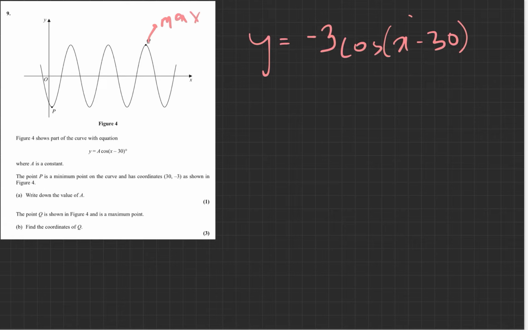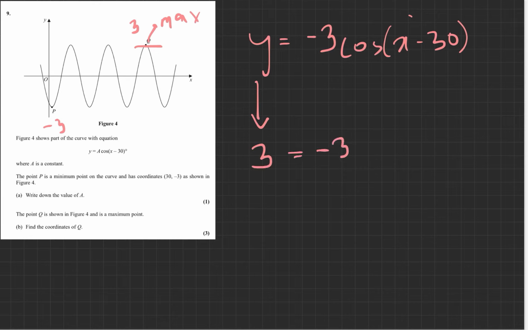Okay, so as I mentioned, if the y of the minimum point is minus 3, the point of the maximum will have to be 3, right? So we already know that this is the y value of this curve. So we know that y is equal to 3. So I'm going to put y equals 3 in there, and I'm going to solve this equation for x.